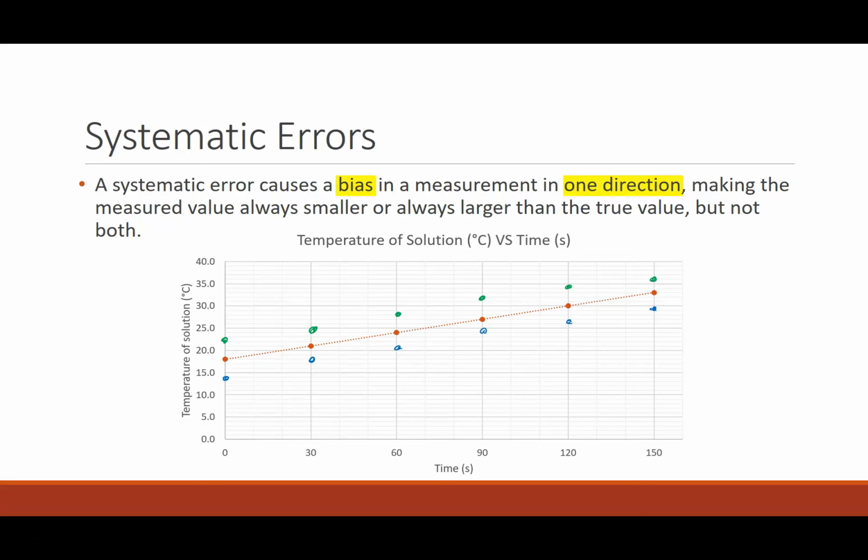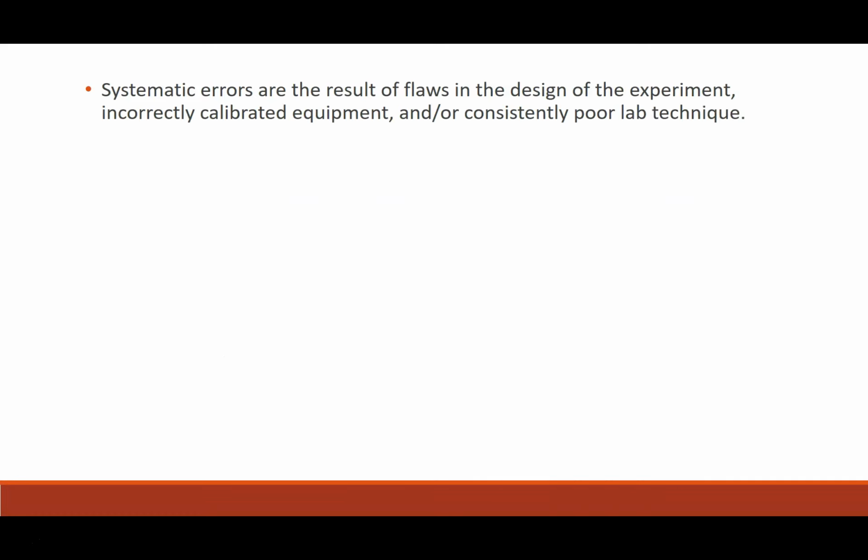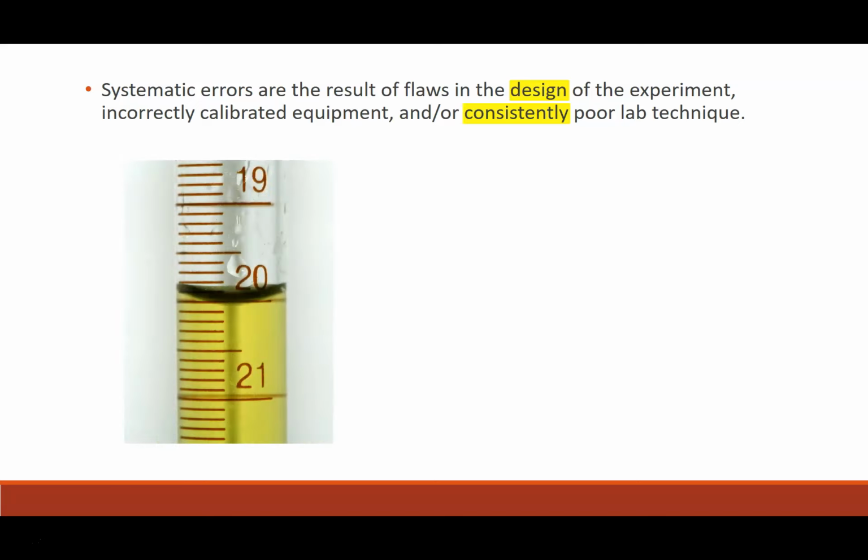Again, repeating the experiment will not solve this issue. So what causes systematic errors? Systematic errors are the result of flaws in the design of the experiment, incorrectly calibrated equipment, and consistently poor lab techniques. Not reading a meniscus at eye level is one of the poor lab techniques that can introduce systematic errors into your measurements. Let's look at how this might occur.